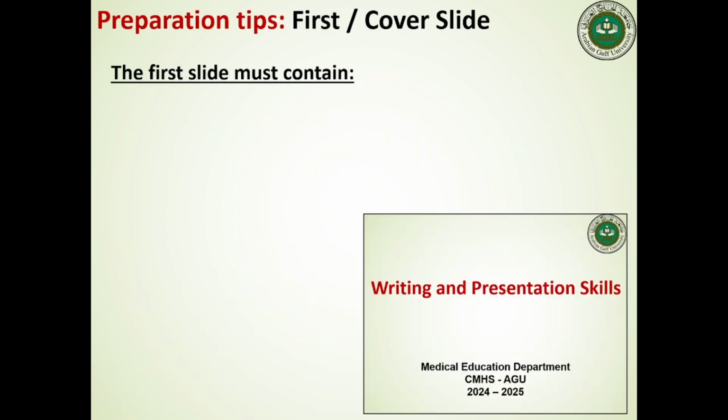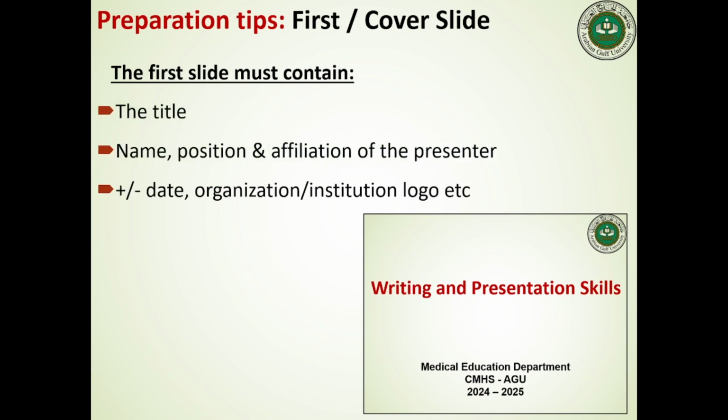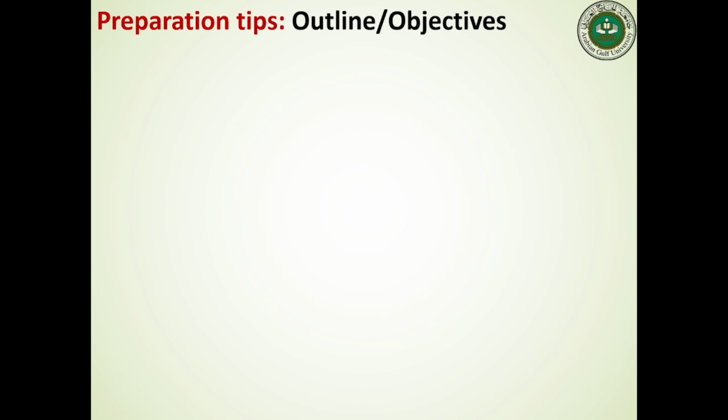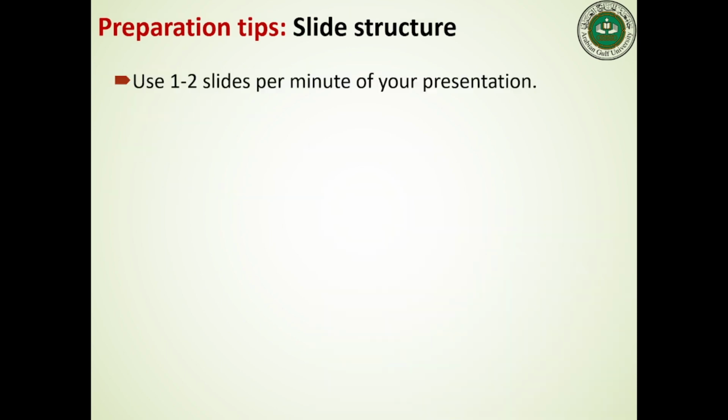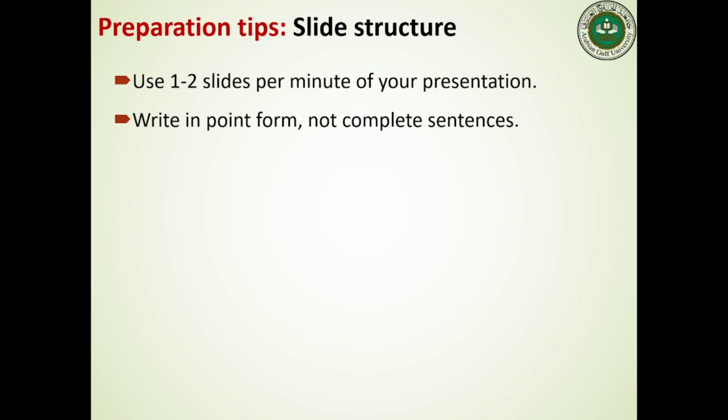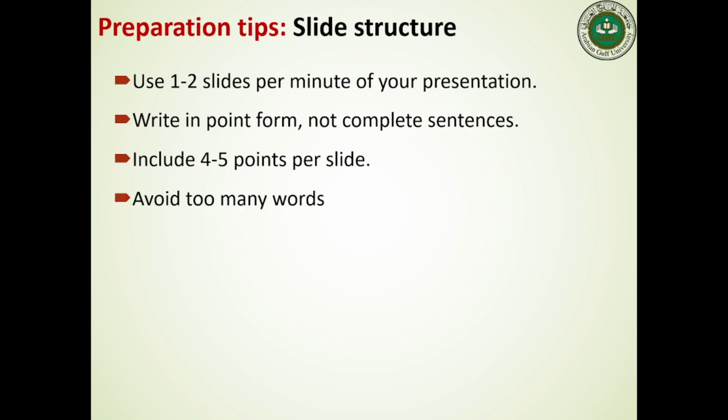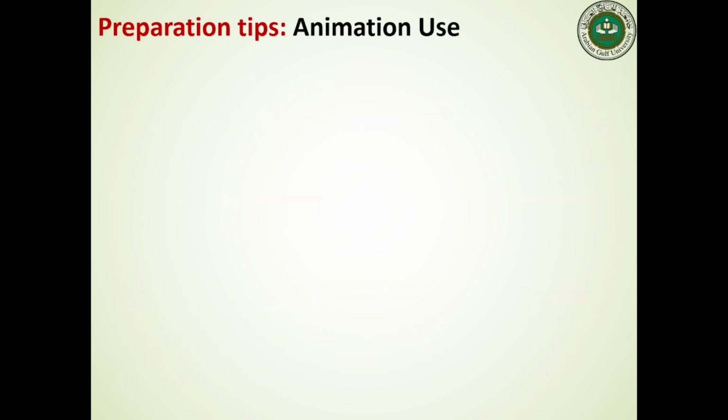Just like your assignment, here also the first slide is called the title slide or cover slide. Just like your assignment, the second thing, table of contents, here it is the list of objectives. Slide structure: if it is a 15-minute presentation, we don't want 50 slides or 100 slides. For every minute, try to keep 1 slide, or depending on the content, you can have 1 to 2 slides per minute. And write in points, not big sentences. Write in bullet points, avoid too many. These are the rules to be followed.